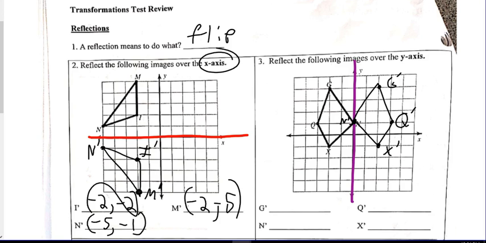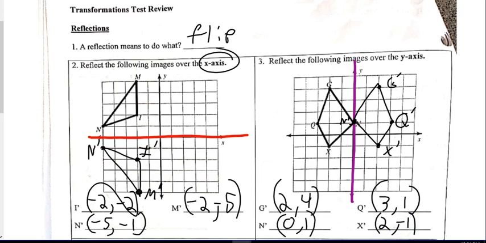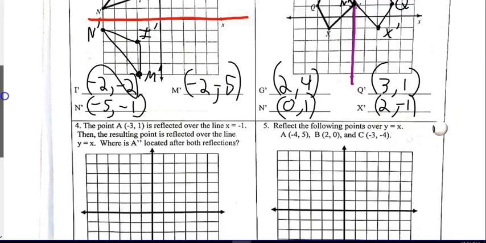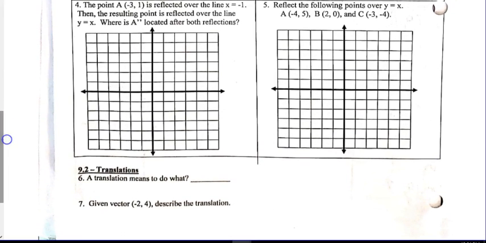So G prime is at 2, 4. Q prime is at 1, 3. N prime is still at 0, 1. That did not change. And X prime is at 2, -1. Remember, you can stop this anytime you need. Now, this one you have to be careful of.